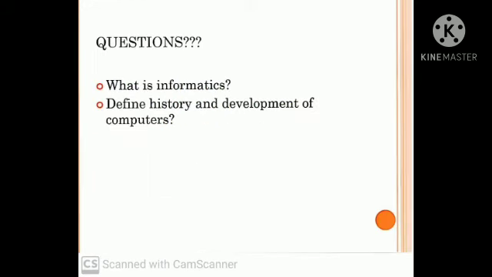Today's assignment question is, what is informatics? Second question, define the history and development of computers.